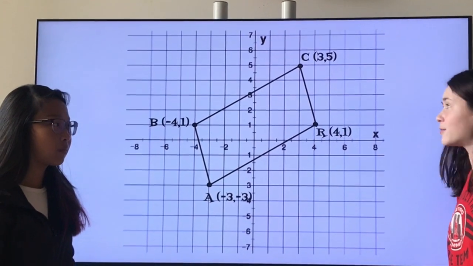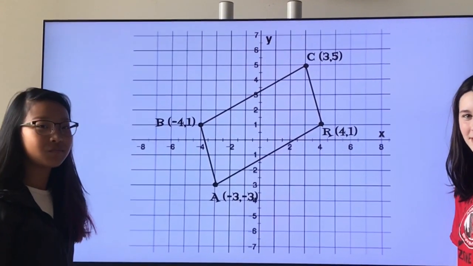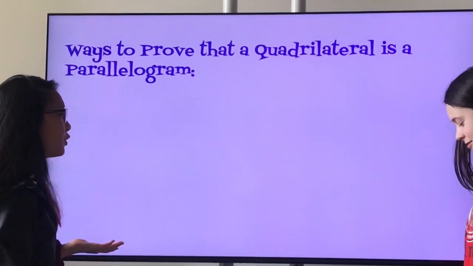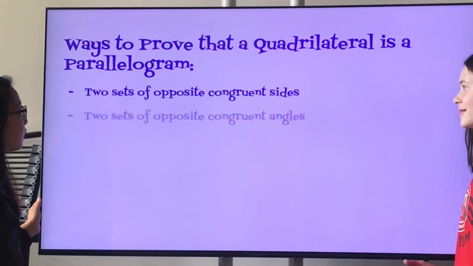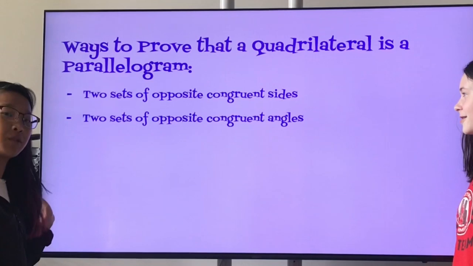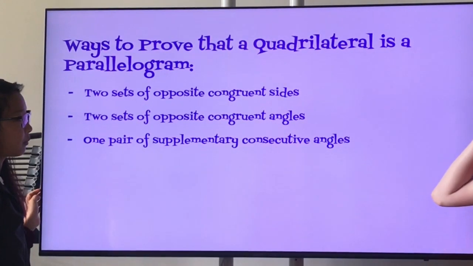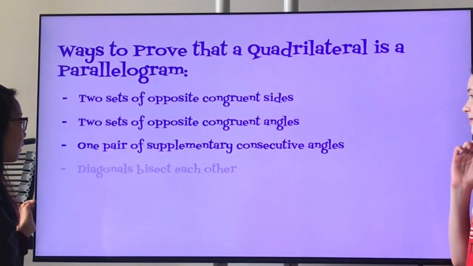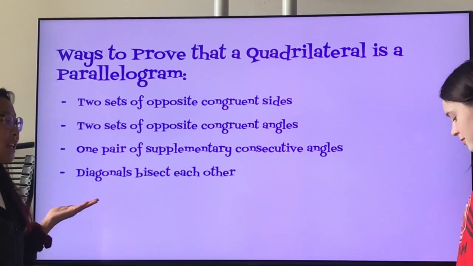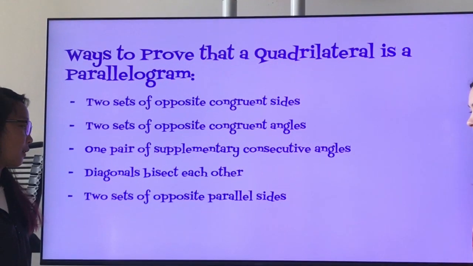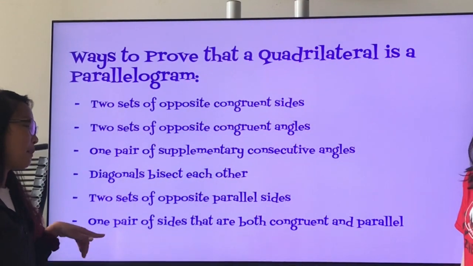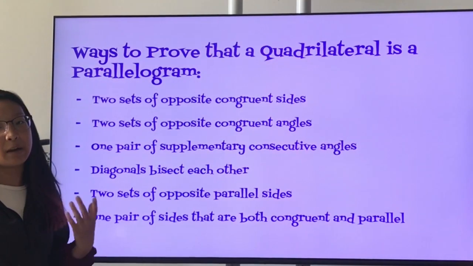Maybe they will. I wonder what the next step is. There's so many ways to prove that a quadrilateral is a parallelogram. I wonder which way we can use. Well, we can find two sets of opposite congruent sides, or two sets of opposite congruent angles, or one pair of supplementary consecutive angles, or find if the diagonals bisect each other, or two sets of opposite parallel sides, or one pair of sides that are both congruent and parallel.